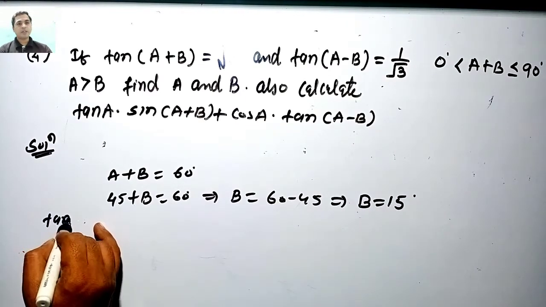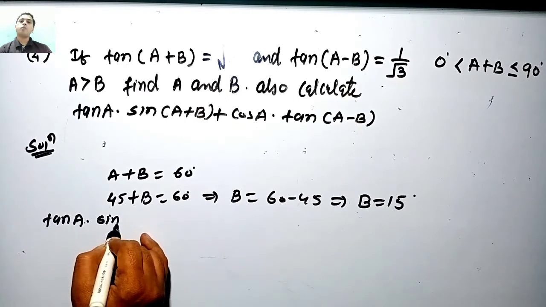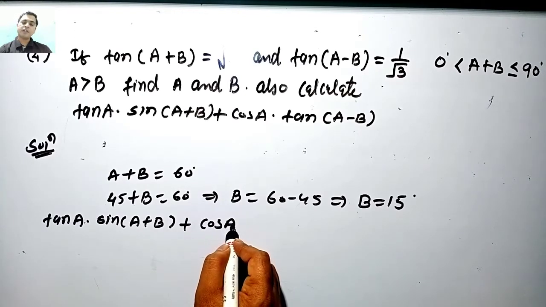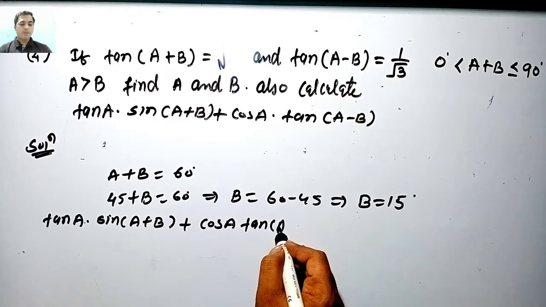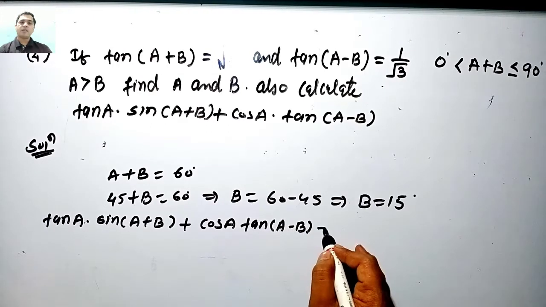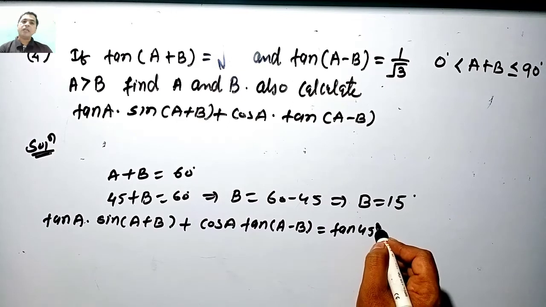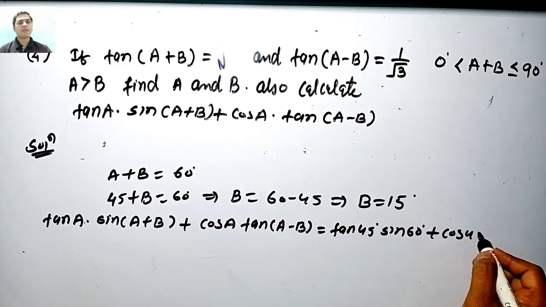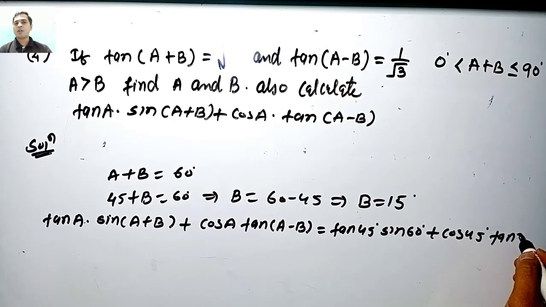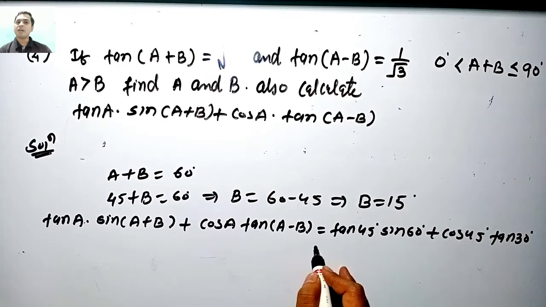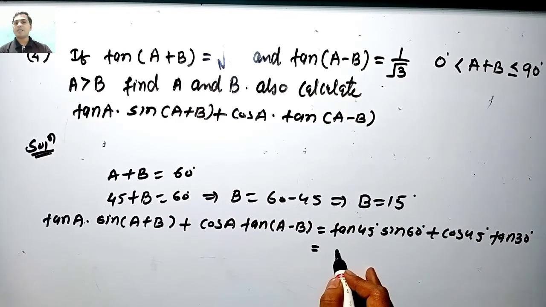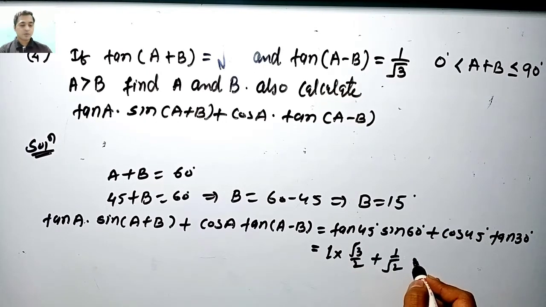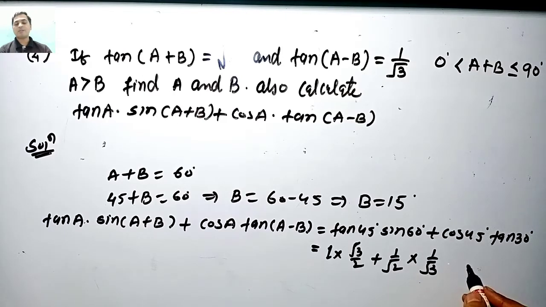Okay, student? Now here we have to find out tan a into sine a plus b plus cos a into tan a minus b. Now here we will substitute the values of a and b. So we are getting tan 45 sine 60 degree plus cos 45 and tan 30 degree. So we know the values of these trigonometric ratios: tan 45 is 1 and sine 60 is root 3 by 2, cos 45 is 1 upon root 2 and tan 30 is 1 upon root 3.